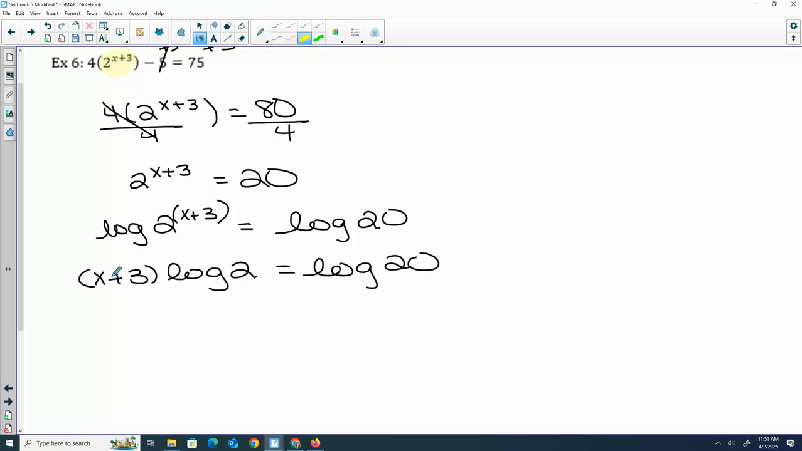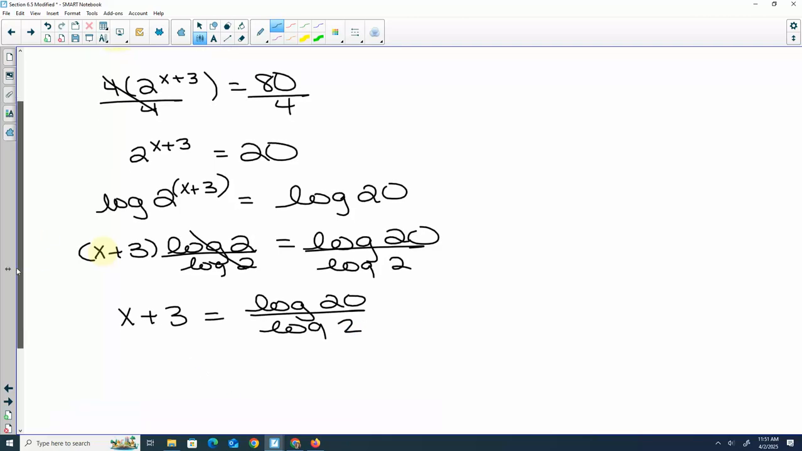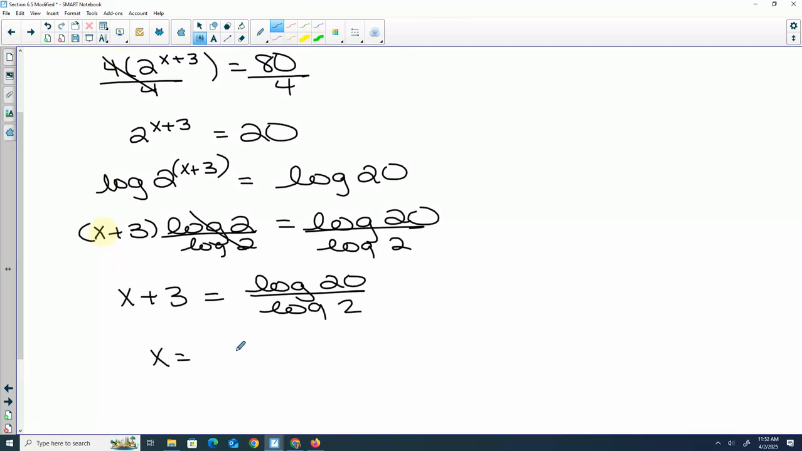At this point, I'm trying to get x by itself. So what would I do with this log 2? Divide it over. And then subtract 3. So x plus 3 equals log of 20 over log 2. And subtract 3 over. So x equals log 20 divided by log 2, and the minus 3 is just on there. And then it should be 1.322.